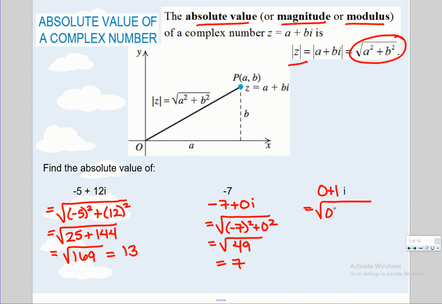So that'd be 0 squared and 1 squared, which is the square root of 1, which is 1. Okay, so if we're on one of the axes, we can just count that distance. If we're in the middle of one of the quadrants, like that first one, it's a little better to use the formula.